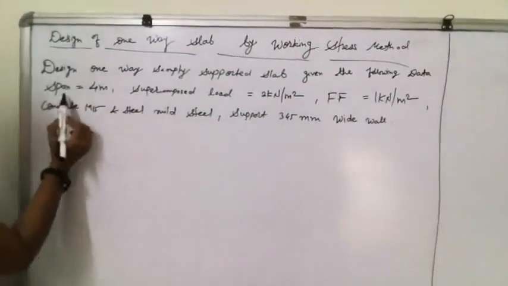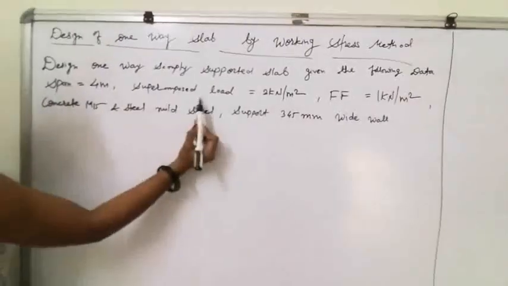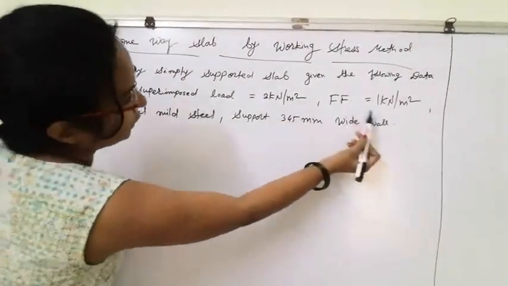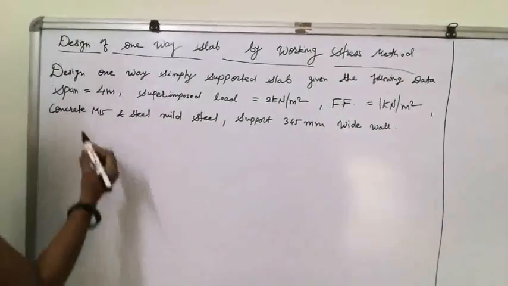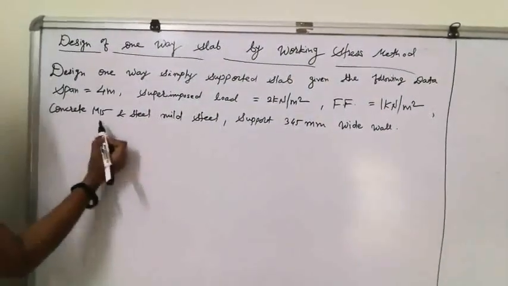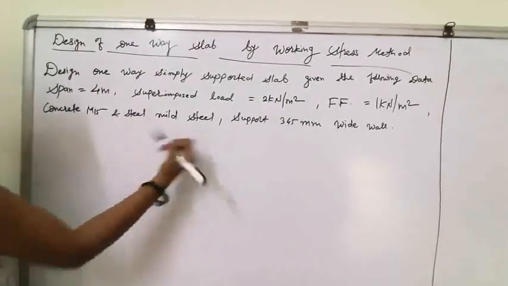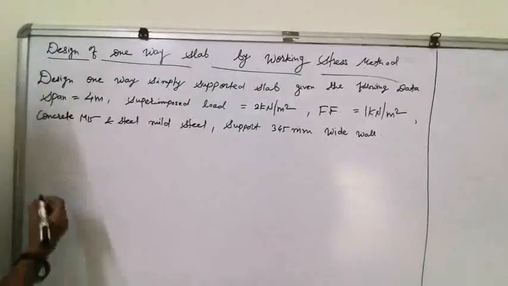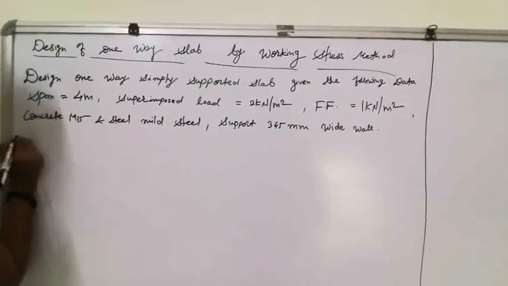The given data is here: span 4 meter, superimposed load, meaning live load, is 2 kN per meter square, floor finish 1 kN per meter square. The grade of concrete is M15 and the steel grade is mild steel. The support is a 345 mm wide wall. Let's see what is given.